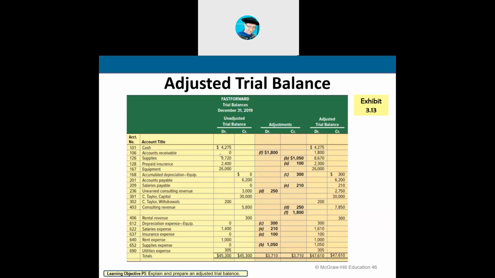Like for example, the cash account. We didn't make any adjustments to cash. We didn't make any adjustments to equipment. We didn't make any adjustments to accounts payable, capital, withdrawals, rental revenue, rent expense, utilities expense. None of those accounts have adjustments that we made to them. So not all accounts will have an adjustment made, but they'll still have a balance. So that balance, if there was no adjustment made, it goes from unadjusted to adjusted with no adjustment made, if that makes sense.